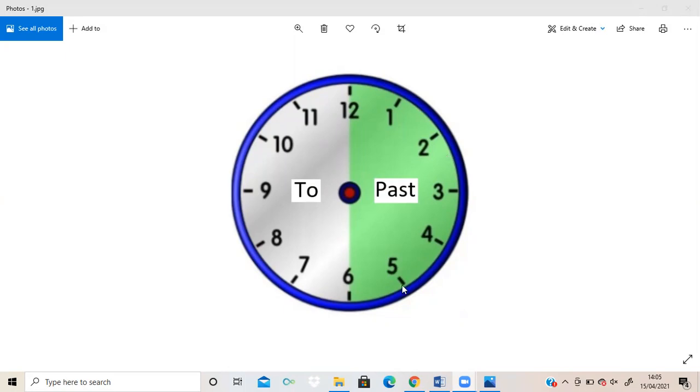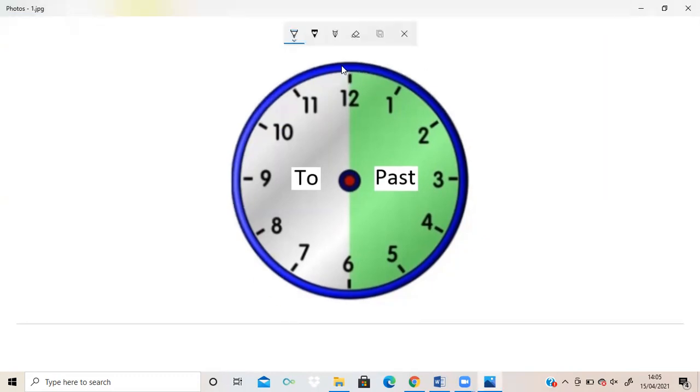On the screen we can see a clock picture without hands, and I colored this clock picture in two different colors and split this clock into two parts. Let me get my pen. You can see the right hand side is green and the left hand side is gray. So this is the right side, and this is the left side.